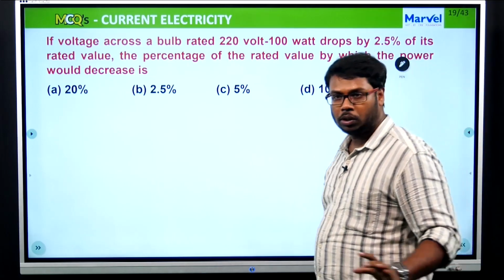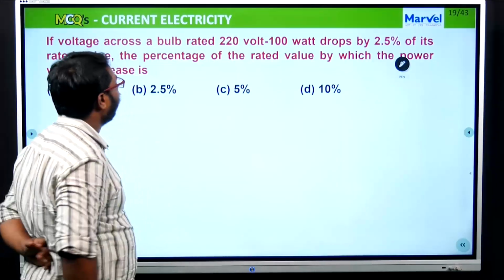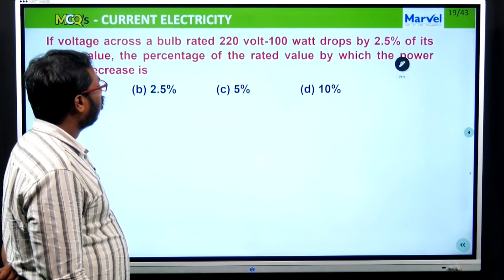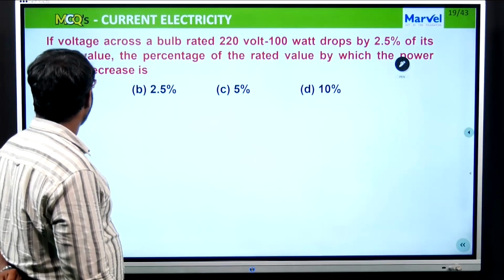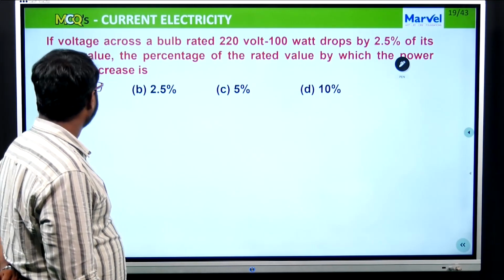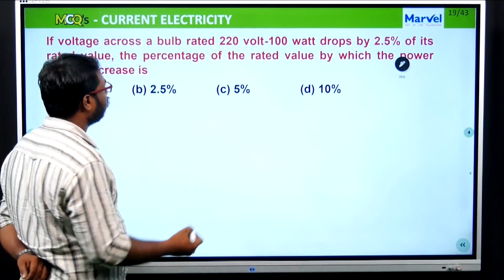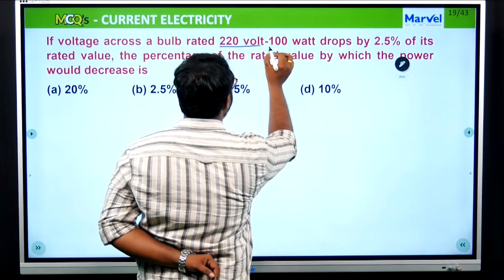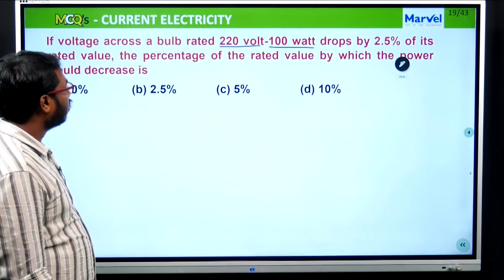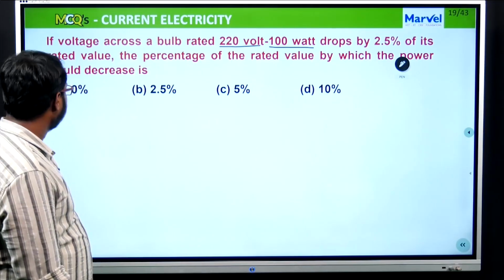Now the next question goes like, the voltage across a bulb rated 220 volt, 100 watt, drops by 2.5 percentage of its rated value, then what is the percentage of the rated value by which the power would decrease? It is going to be a tricky question. Okay, see, you have a bulb whose voltage and the power is represented, and they say that it is going to drop by 2.5 percentage.